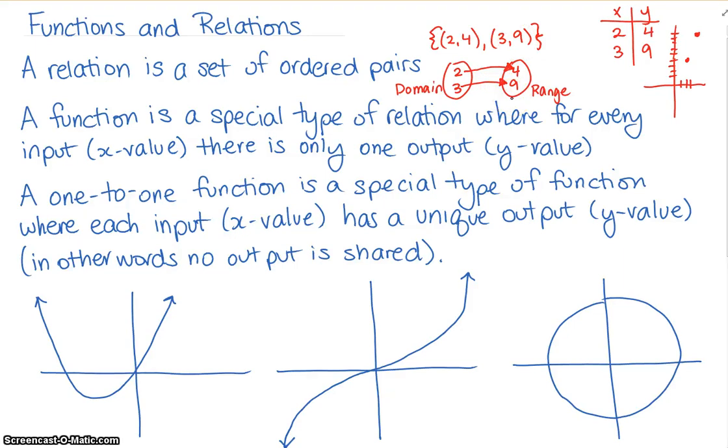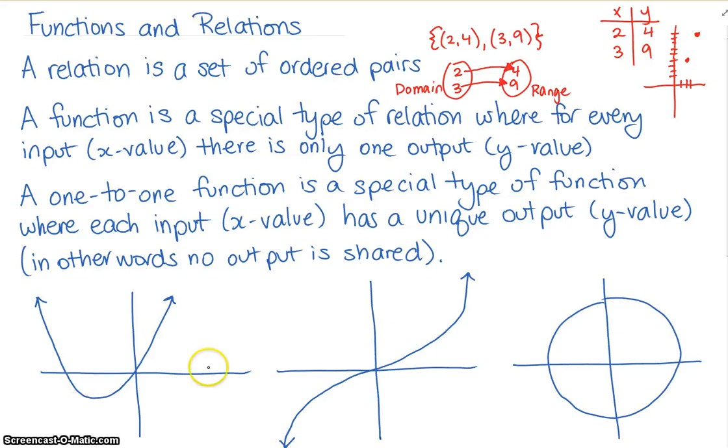Now a function is a special type of relation where for every input, for every x value, there's only one output. The above example is a function. It has an input of 2 and the output is 4. There is no other instance of 2 being mapped onto something else. 3 gets mapped directly onto 9. There's nothing else that 3 gets mapped onto. Now, a one-to-one function is a special type of function where for each x input, it has a unique output, which means that two inputs can't share the same output.